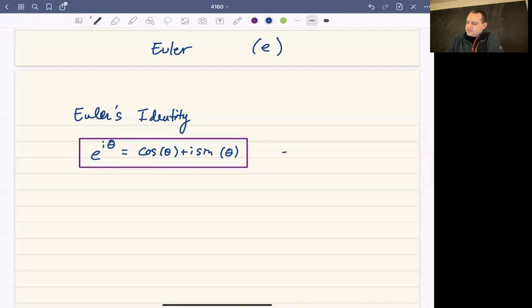A consequence of this is that e to the i pi plus 1 is equal to 0. Some people like to freak out about this, and it has all 5 fundamental constants: e, pi, i, 1, and 0. Those are kind of the 5 most important constants that people can think about. It's just a consequence of Euler's identity. I think it's more interesting that this statement is true in general. So what I want to do is justify this.